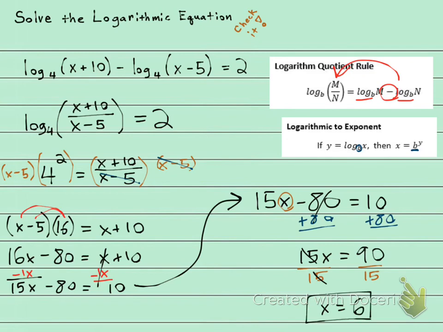Okay, now, don't forget. Check it! That's right, I have to check it. Let's make sure this doesn't give me a negative inside of a logarithm. So I'll take this 6, I'll bring it up here for that x, and I'll bring it up here for that x. So that would have given me the log of 6 plus 10, which is 16, so I'm good there. And this would have been 6 minus 5, which is 1, and I'm good there. Okay, so this answer works out. x equals 6.